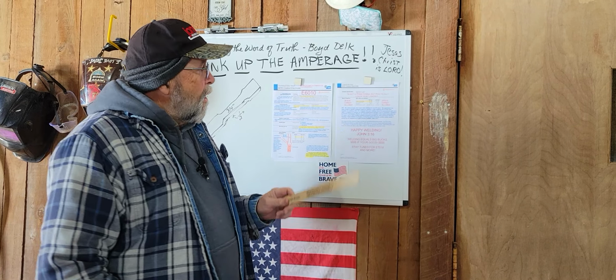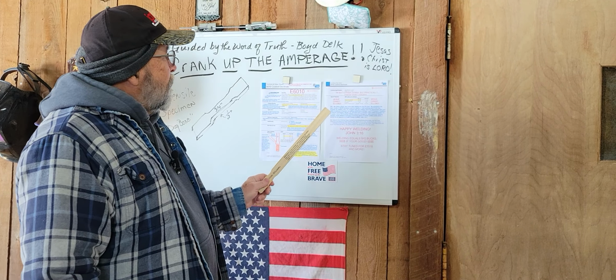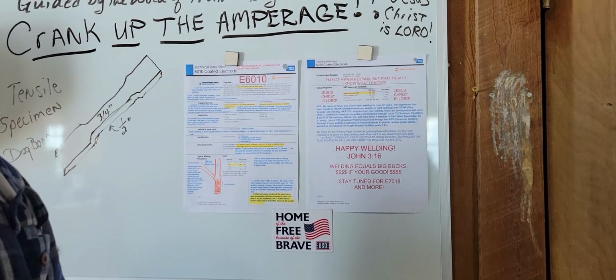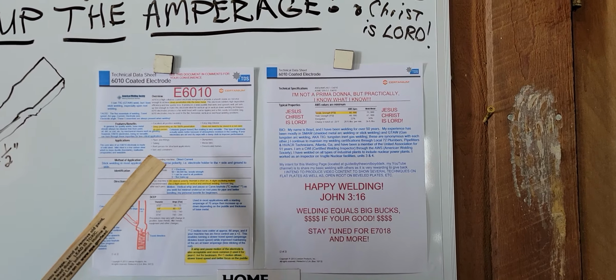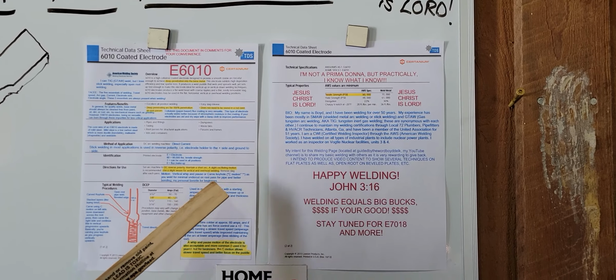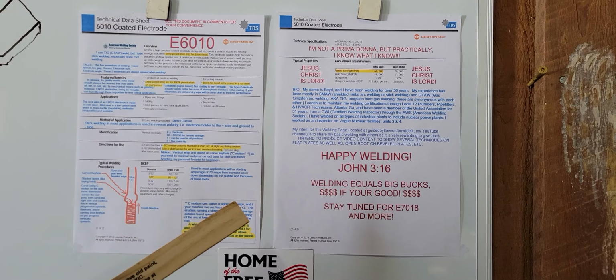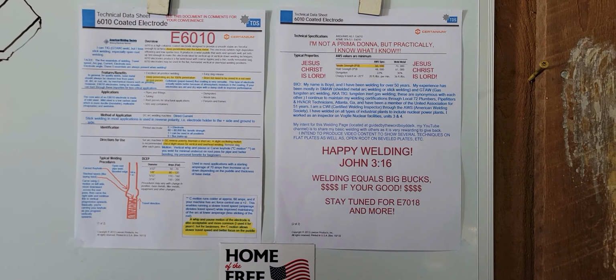So I'm going to have to turn and focus on this. These are AWS data sheets on an E6010 welding rod, one of the most versatile, highly used welding rods out there. I love a 6010 welding rod because of its versatility.